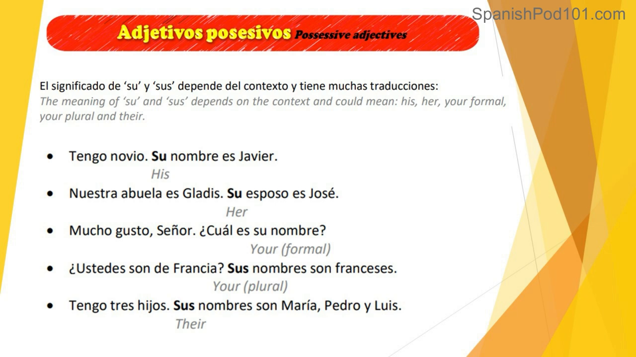It means your. Ustedes son de Francia. Sus nombres son franceses. As you can see here, context, we have ustedes. So we know that sus nombres son franceses means your names are French. Are you from France? Yes. Your names would be sus in this case. And the last one: tengo tres hijos. Sus nombres son María, Pedro y Luis. When we say tengo tres hijos, and then we are naming these children, I have three kids, and now I'm talking about their names. So sus in this case means their. Their names are María, Pedro and Luis.